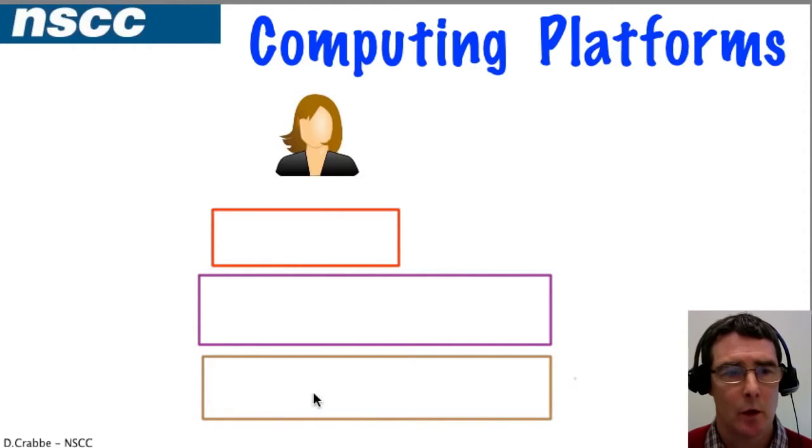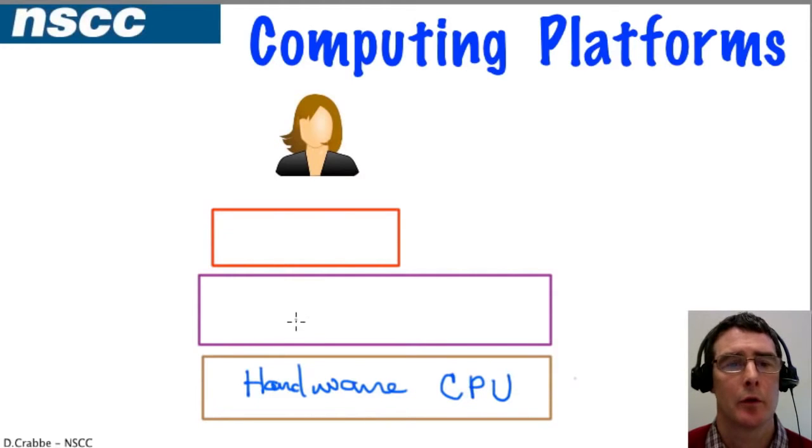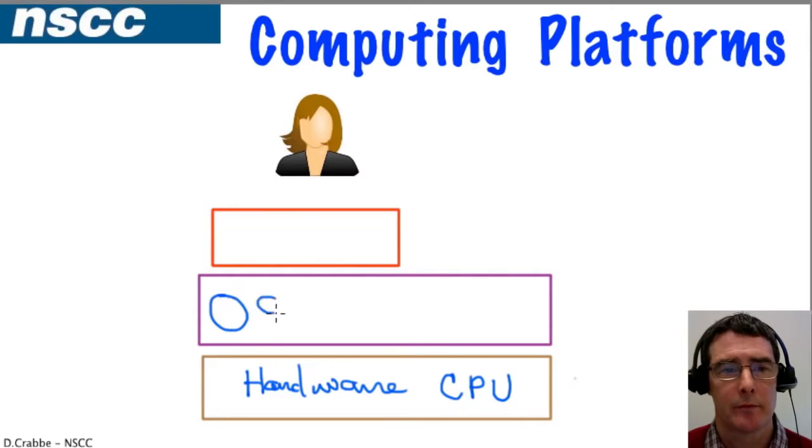At the very lower level here, we have the hardware. And one of the most important things is what central processing unit or CPU the hardware is going to use. So we'll look at different types of CPUs that support different platforms, whether it be a desktop or a phone. After this, we have the operating system, the OS.